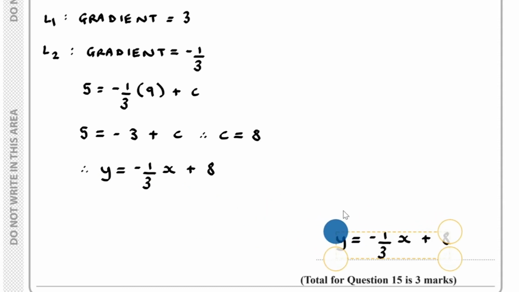So we've got y equals minus 1/3 x plus 8 as our equation of the straight line.